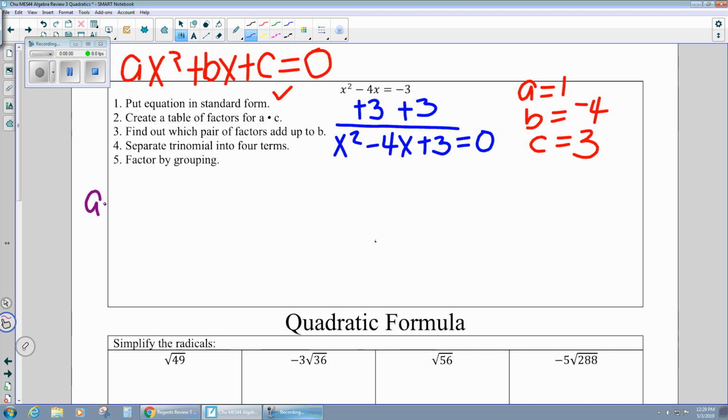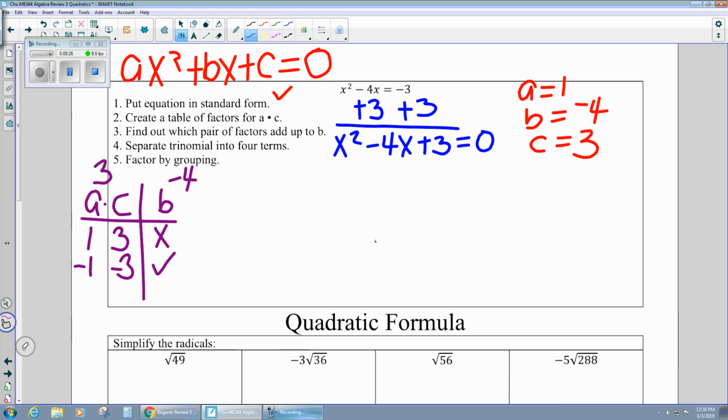A times c, well, that's 1 times 3, which gives you a positive 3. Let's list our factors for positive 3. I have 1 and 3, and also negative 1 and negative 3. Now I need to know which set of these factors adds up to my b value, which is negative 4. 1 plus 3 gives you positive 4, so that doesn't work. Negative 1 plus negative 3, that works.